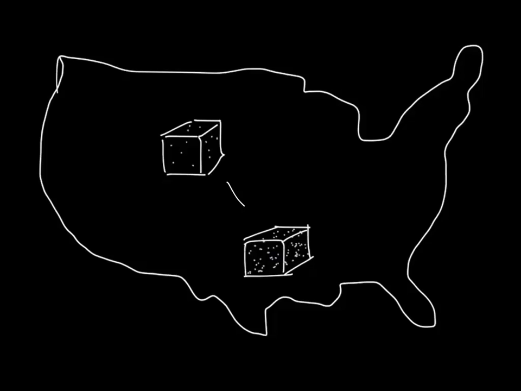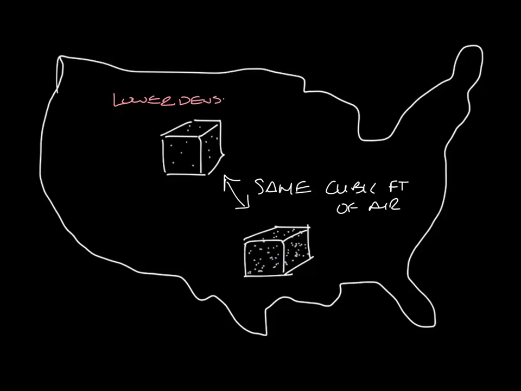Since the air pressure is lower in Denver, there's basically less stuff in the box of air than there is in the box of air in Dallas. So it's the same cubic foot of air, but there's less stuff in it because there's lower density air at higher altitudes. And because of this, the heat transfer abilities are lower at higher altitudes. So that kind of sets up where we were.